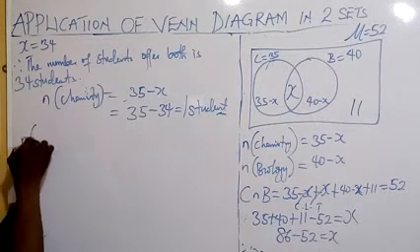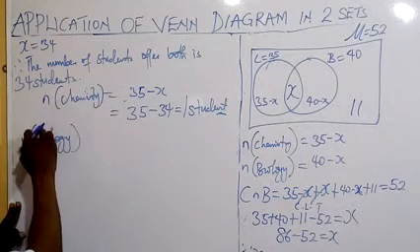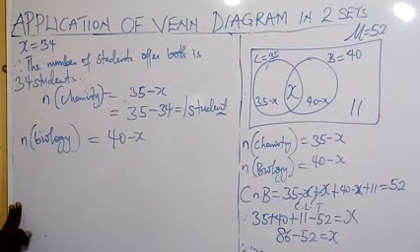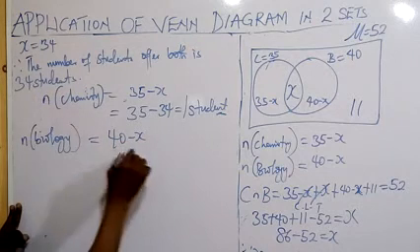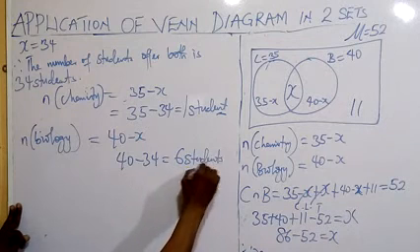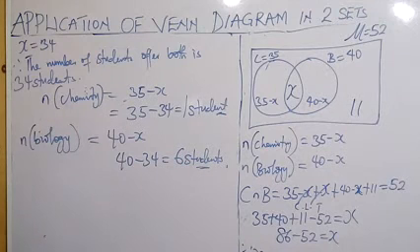So the number of students that offer biology only is 40 minus X. So we have 40 minus the value of X, 34. So therefore we have 6 students. That's our final answer. You can see that mathematics is very simple and sweet as bread and tea. This is where we are going to stop. Let me give you a few questions you can practice at home on your own.